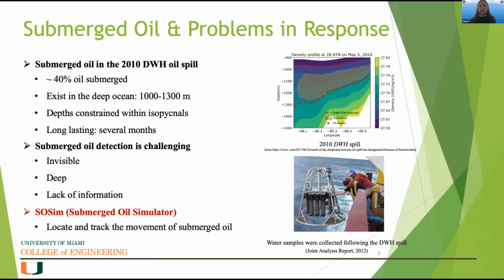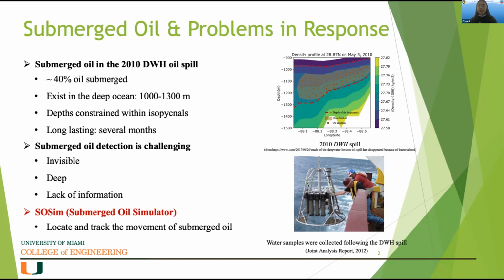The oil was submerged at depths around 1,000 to 1,300 meters. That depth range is governed by water density. The oil existed at a constant density layer, also named the isopycnal layer. The figure here gives you a picture of the distribution of submerged oil in the water column. The red dashed line represents the potential depths of the isopycnal layer. The brown dots represent the oil droplets and the dashes represent the dissolved oil. This kind of oil lasted in the water column for several months.